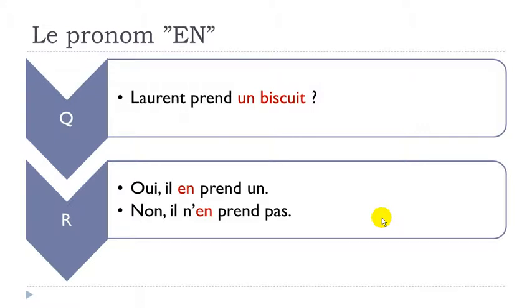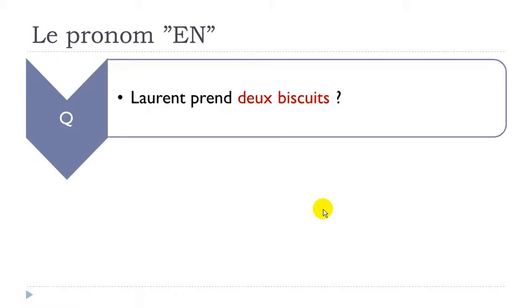Oui, il en prend un. Non, il n'en prend pas. So remember, we saw that previously. If you've got un biscuit, in that case, you've got to state the amount here. Un, okay, so in that case, it's masculine. Un biscuit, so it's un. Oui, il en prend un. Okay, so you put en before the first verb. Non, il n'en prend pas.